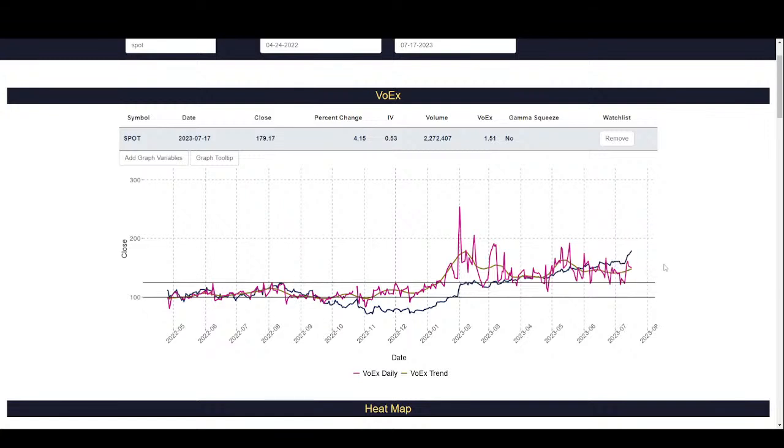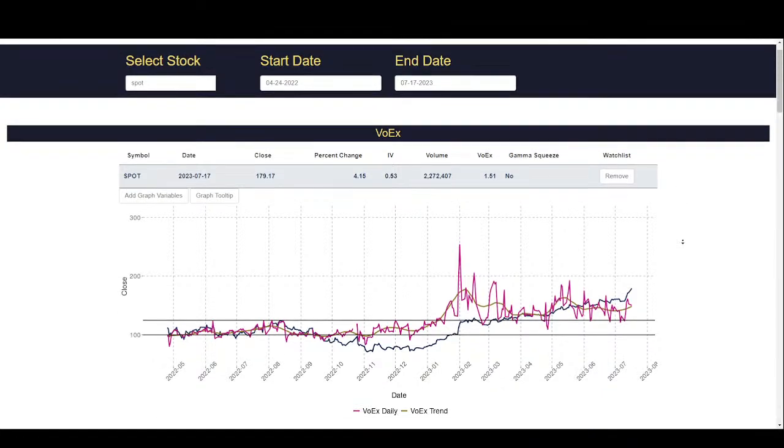I see a question, is there a way to use Voex for free? No, Voex is part of Deep Dive Stocks, which I'm a member of.